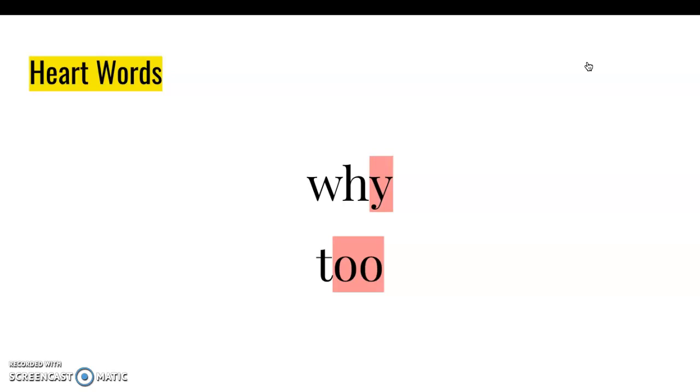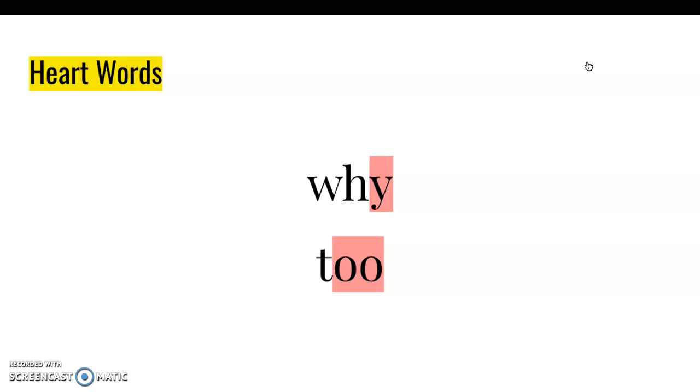Our next word is too, and it's spelled T-O-O. And it sounds the same as when you're saying the number 2, but it's spelled differently and it has a different meaning. Too, when I'm using it with 2 O's, means as well or also. Like she needs to go to the bathroom too.